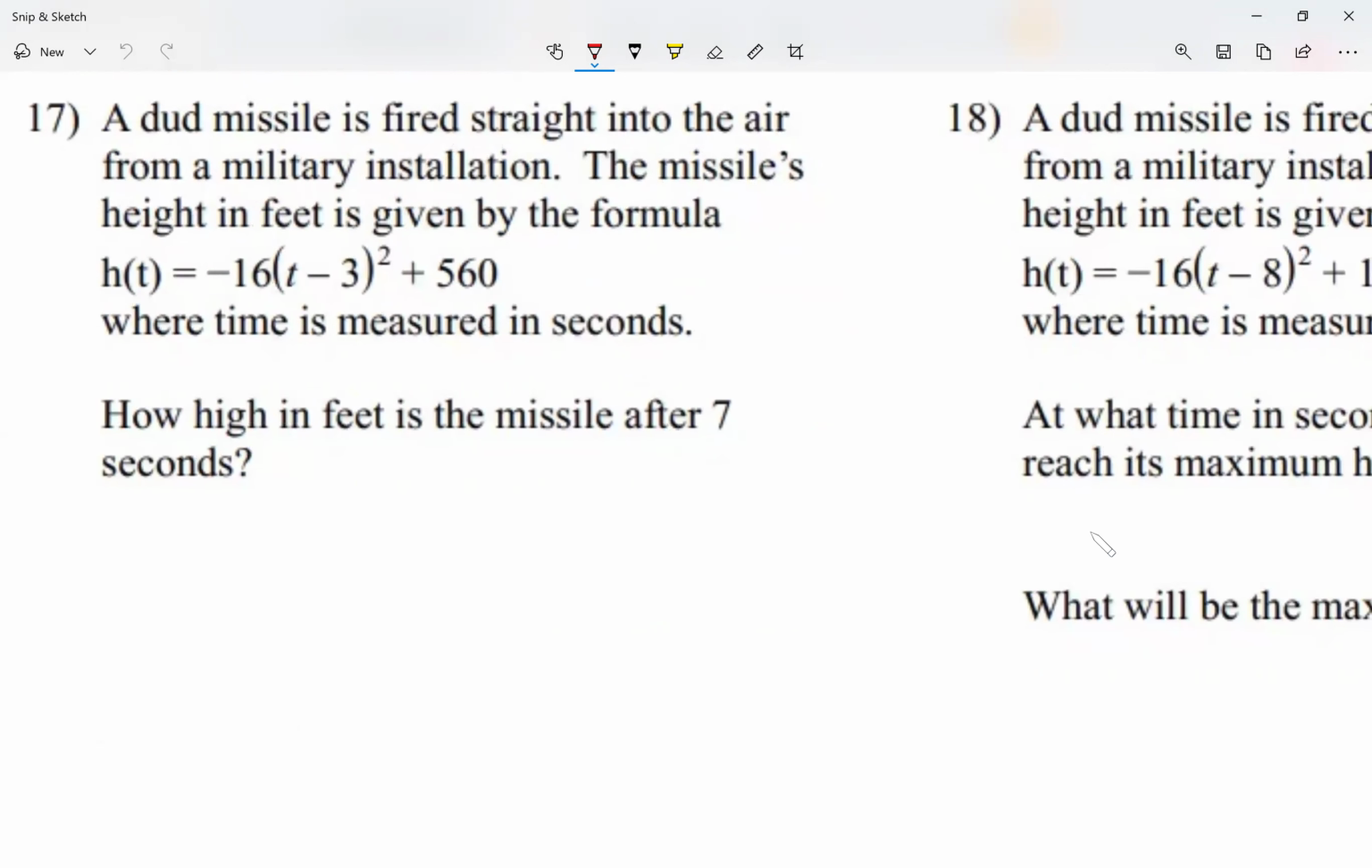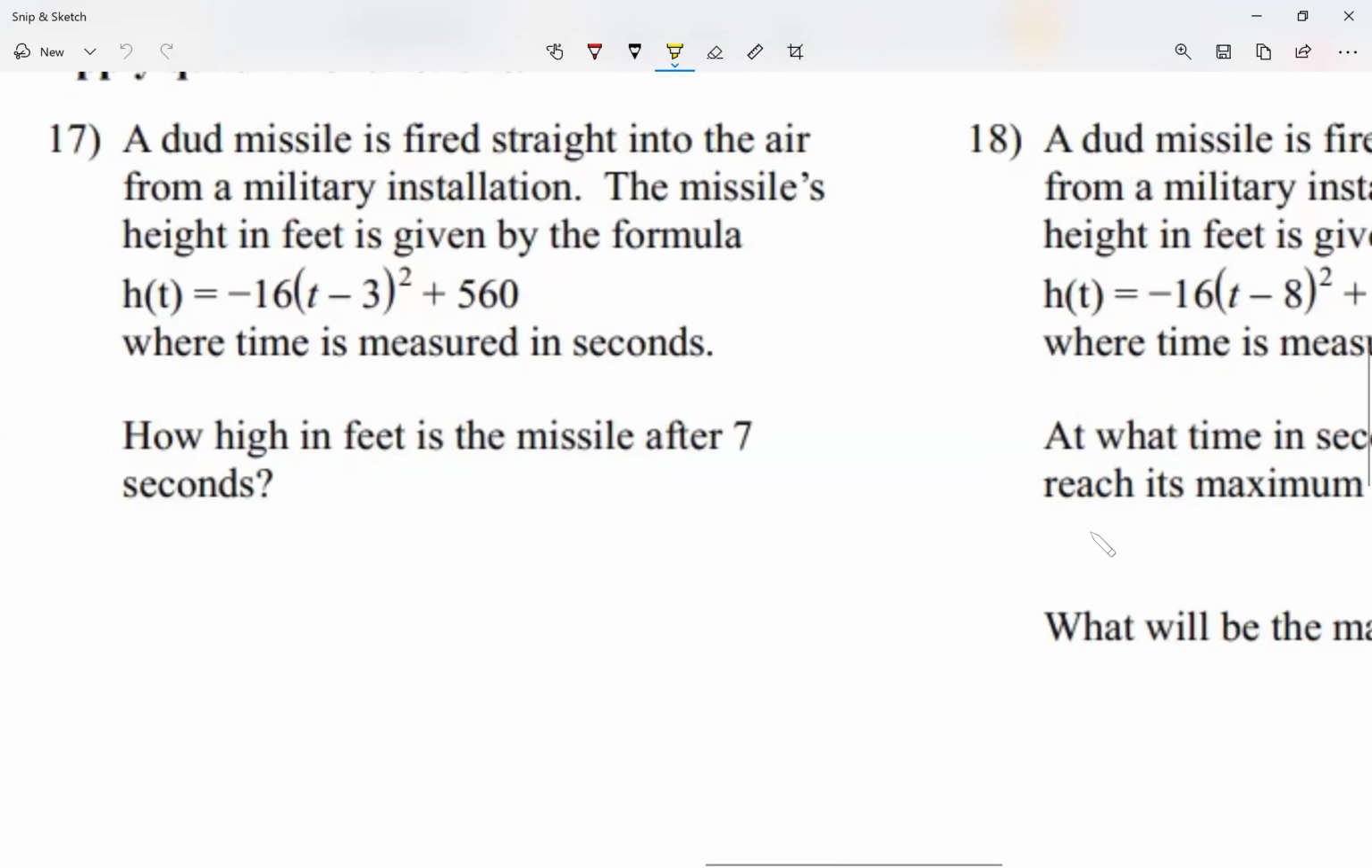It says a missile is fired straight into the air from a military installation. So a missile was thrown up. The missile's height in feet is given by the formula h of t is equal to negative 16 times the quantity t minus 3 all squared plus 560, where time is measured in seconds. Remember how last week we talked about f of x? Now I'm calling it h of t. That's basically just a function. Instead of a y, I'm saying h of t. I use the letter h for height and t because it's related to time in seconds.